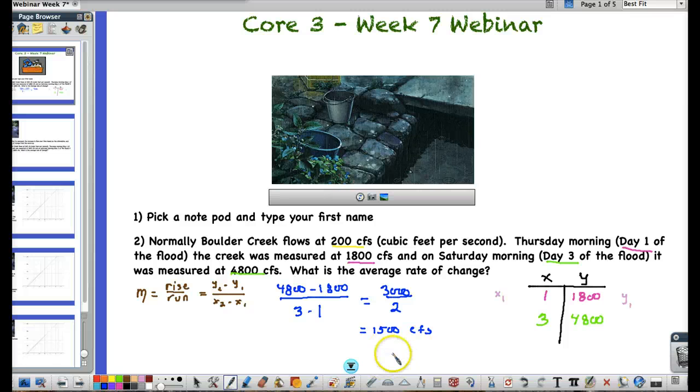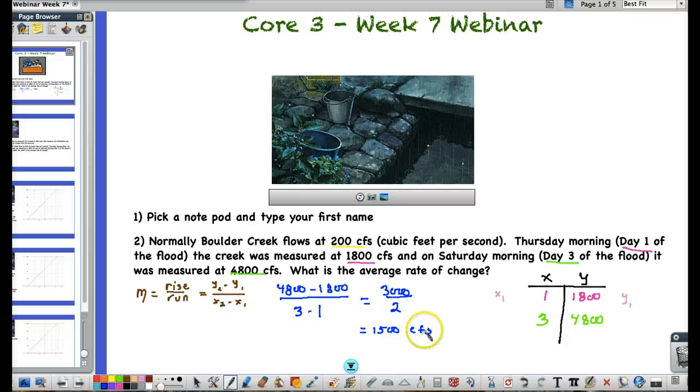Okay, so that's how you find the average rate of change. And when you do that, remember to always divide your slope out. This came out nice and even, but if we'd had 3,000 divided by 7, let's say, we would have some number with a decimal, and that would be okay too.